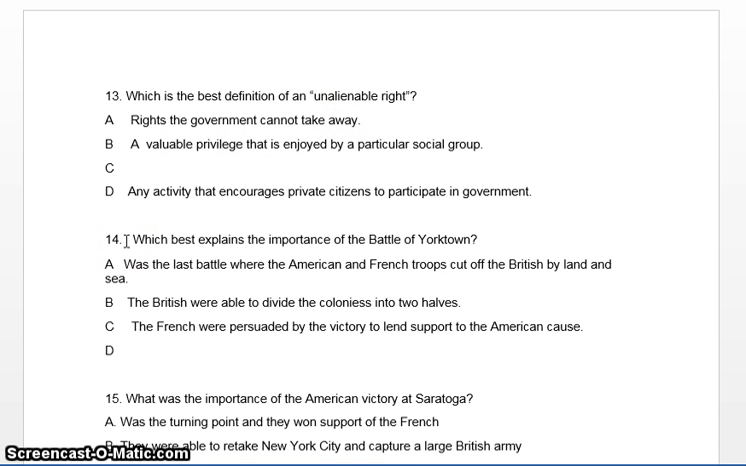14. Which best explains the importance of the Battle of Yorktown? Was it A. Was the last battle where the American and French troops cut off the British by land and sea? B. The British were able to divide the colonies into two halves? Or C. The French were persuaded by victory to lend support to the American cause?